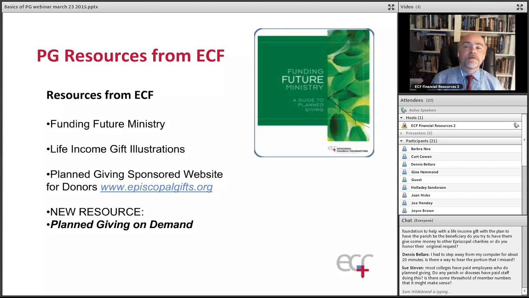It's a planned giving manual. You can purchase it in paper form for $15 or just recently available in ebook format on Amazon or with a Nook from Barnes & Noble. For only $9.99, you can get this planned giving manual, which is a wonderful resource going into much greater detail and stories of how parishes have been able to do planned giving work throughout the Episcopal Church. And I'd commend that resource to you without a doubt.